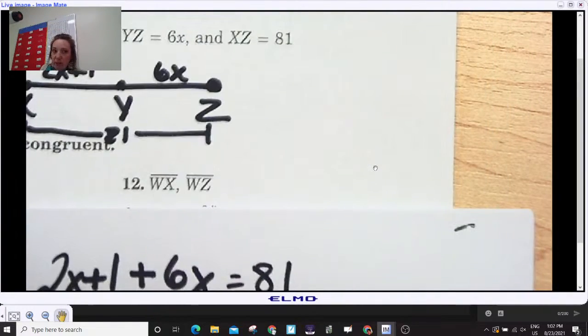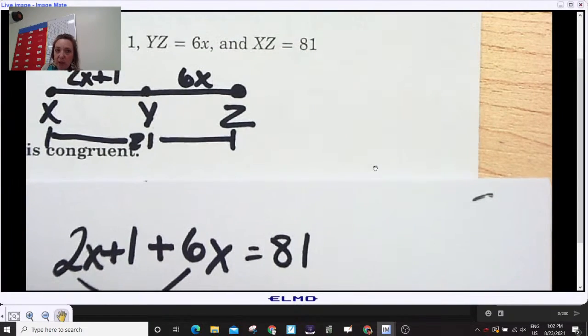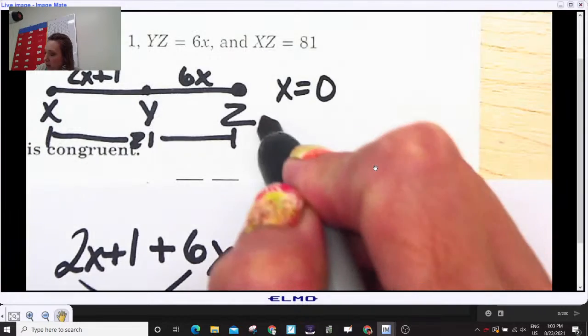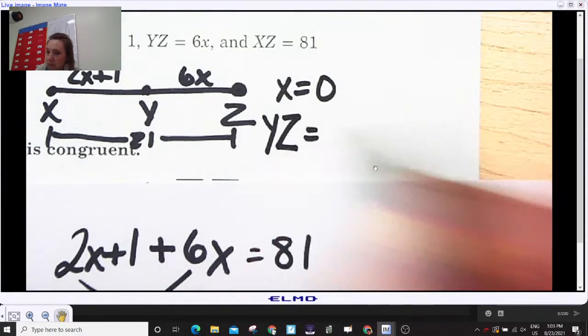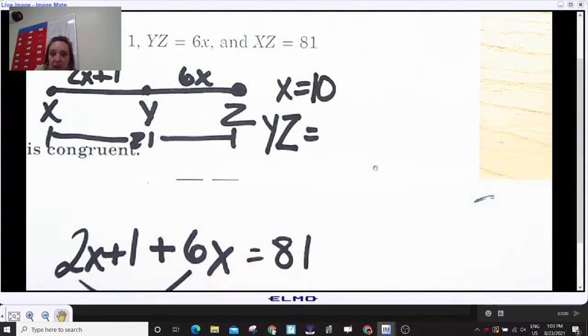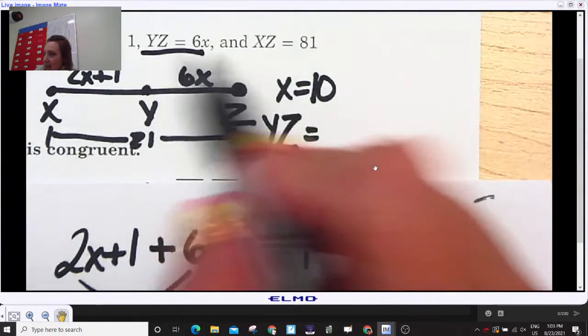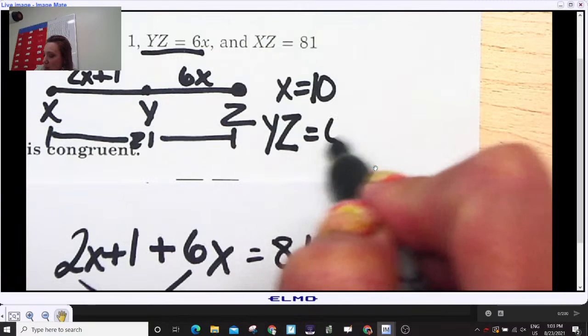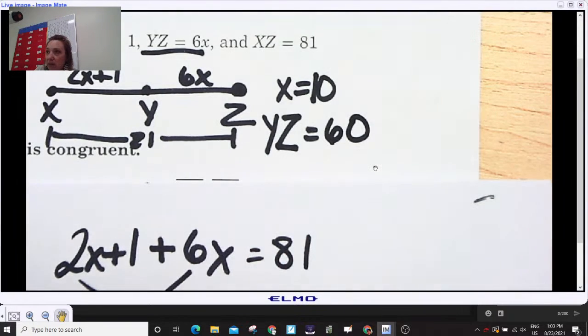We still got to go back and find out what YZ was. X equals 10, but what is YZ? That's not a 10. So it's 60. How do we know it's 60? 6 times 10. YZ equals 6x. X is 10, so YZ is 60. 6 times 10. Does everybody see where we got that from?